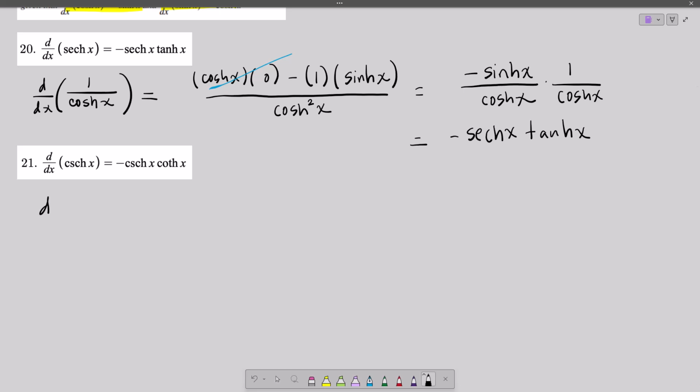And similarly down here, we're going to do the same thing. We're going to write cosech as 1 over sinh. Is there any part of that first one that you're not sure about or want to ask about? Quotient rule: low d high minus high d low. So sinh and cosh are each other's derivatives.